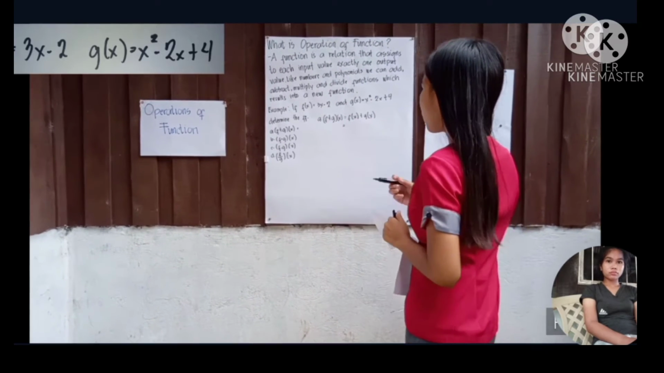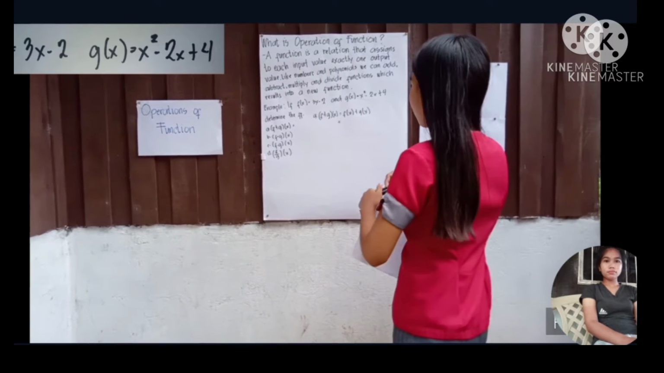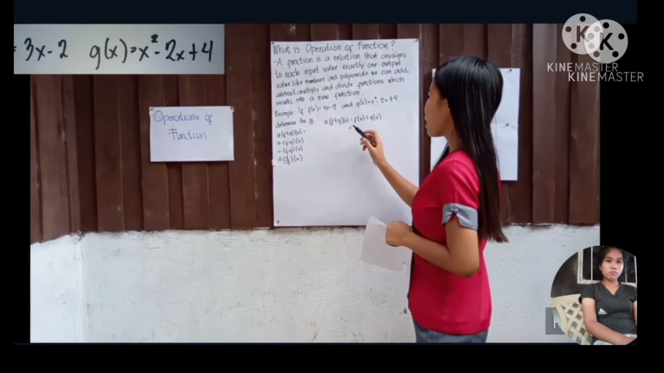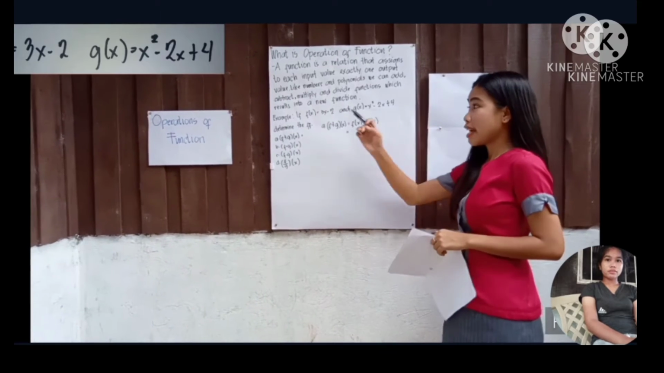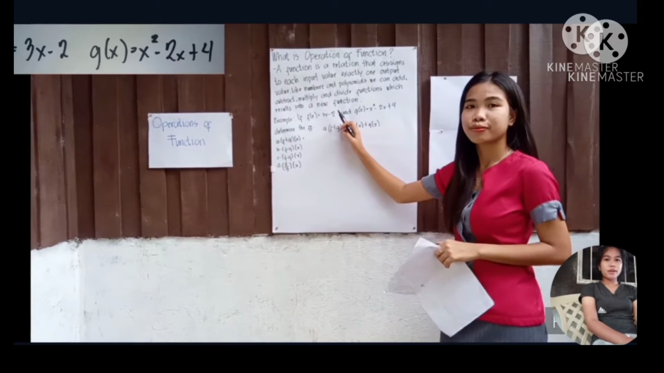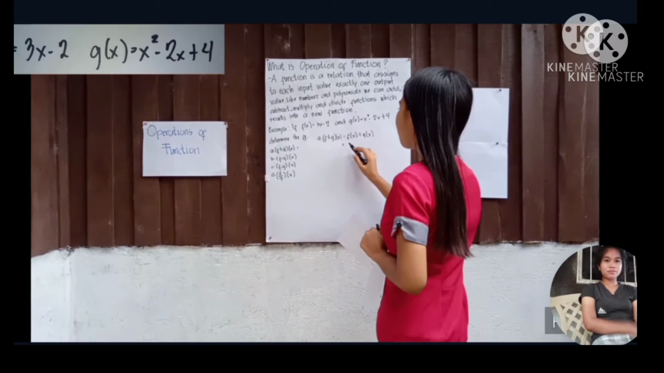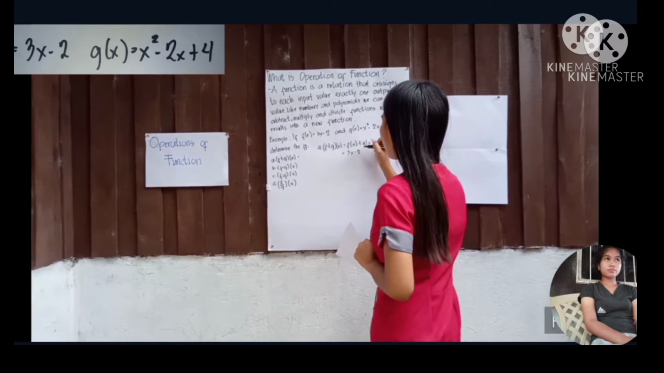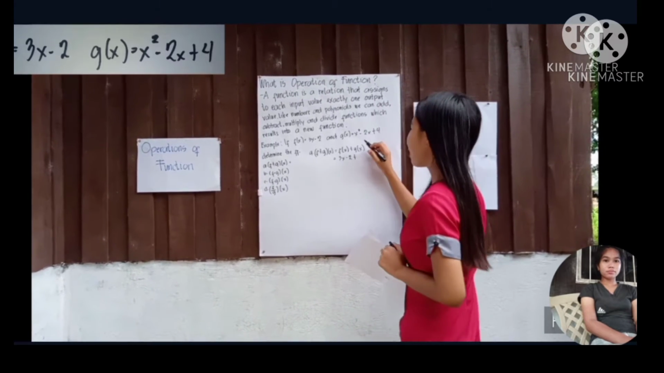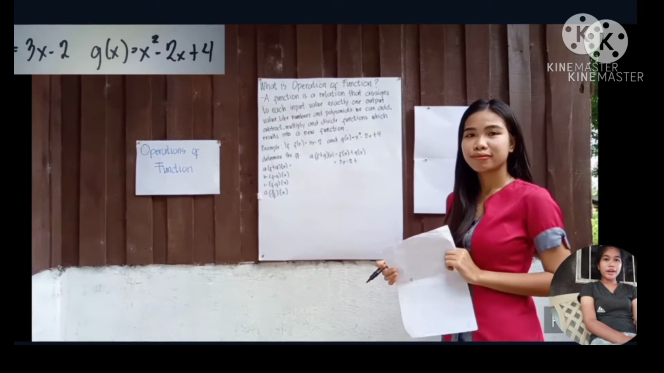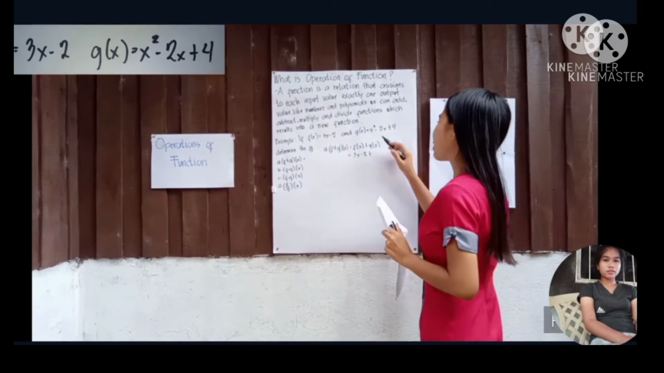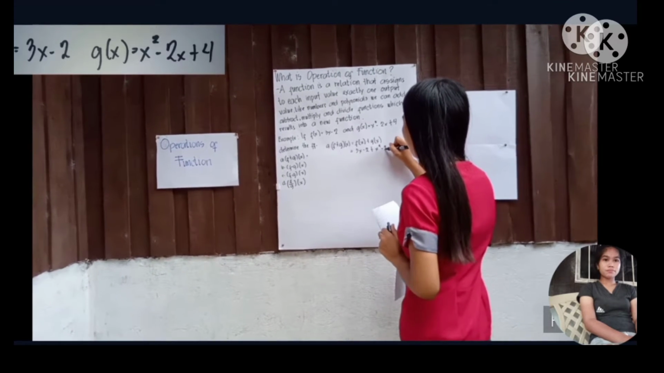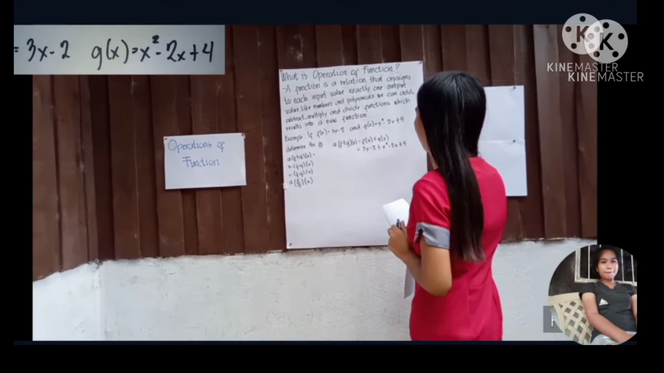The next step is to convert the f of x into its value. So what is the value of f of x? 3x minus 2. Okay, the value of f of x is equal to 3x minus 2 plus, what about the value of g of x? X squared minus 2x plus 4. Okay, so the value of g of x is x squared minus 2x plus 4.